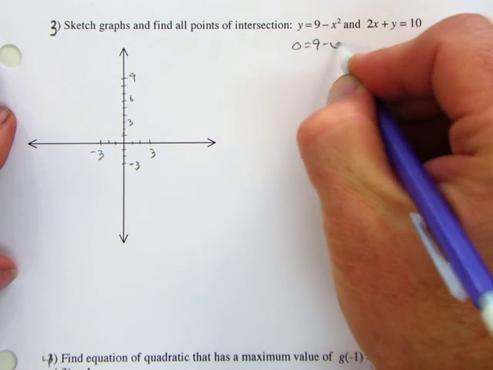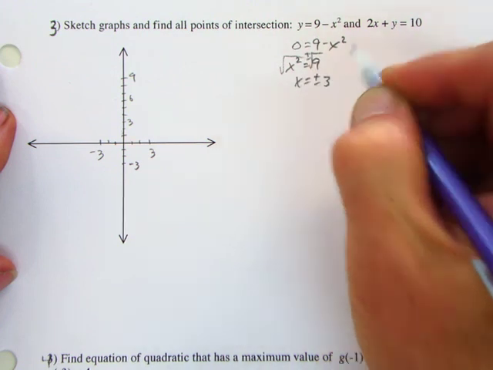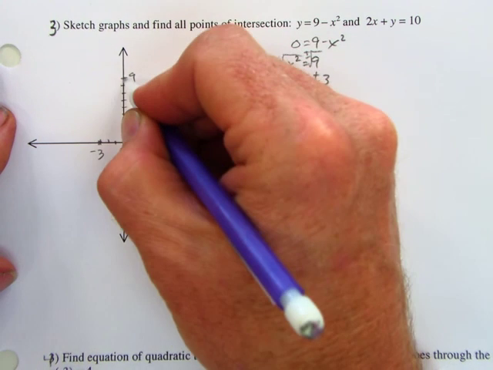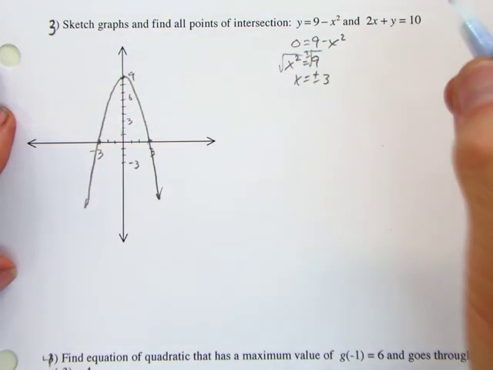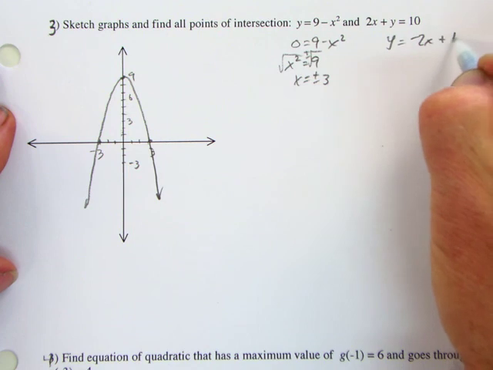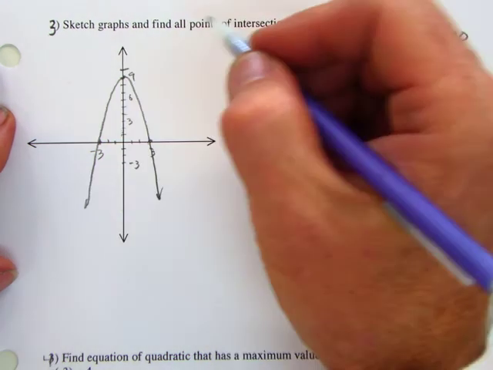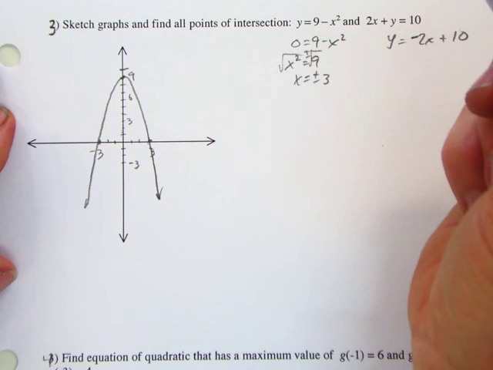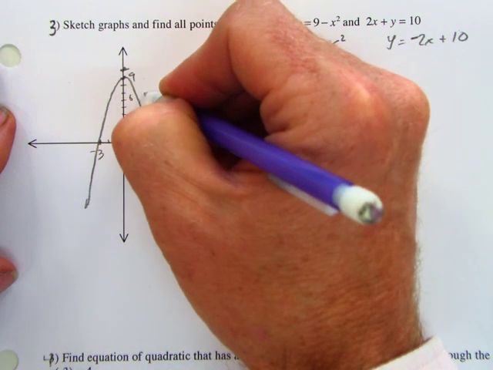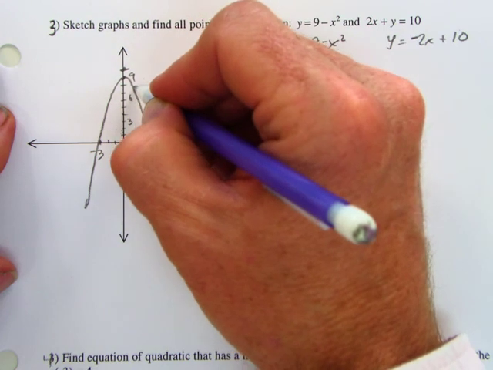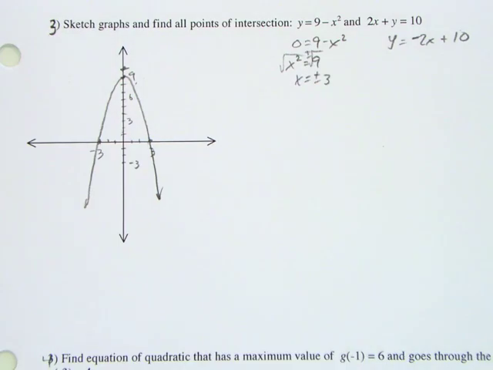Because if I plug in 0 for y, I get x squared equals 9. Take the square root. Remember your plus or minus. X equals plus or minus 3. This is only a sketch, so if I just start with my vertex here and I go down, that's okay. This is a line, y equals negative 2x plus 10. So I have a, and I go down 1, right 2, or down 2 and right 1.